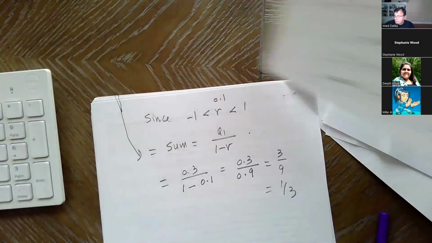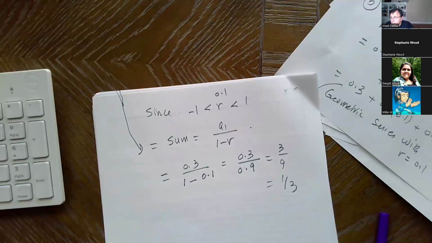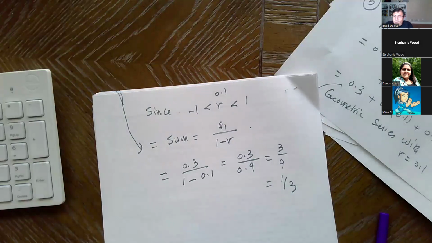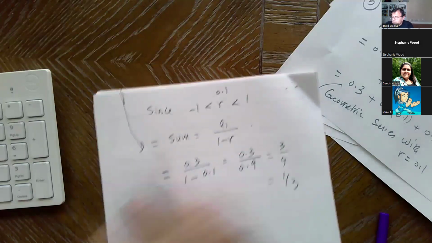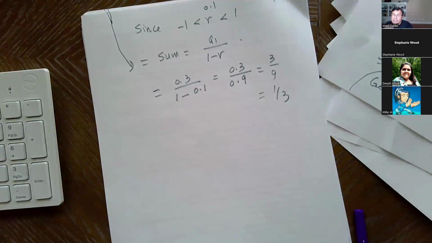Will there be any problems where R is not between -1 and 1? If R is greater than 1, then it diverges. Okay, cool. Thanks. You're welcome. R is greater than 1 or less than -1. What I meant is, if the absolute value of R is greater than 1, then it diverges. Okay.